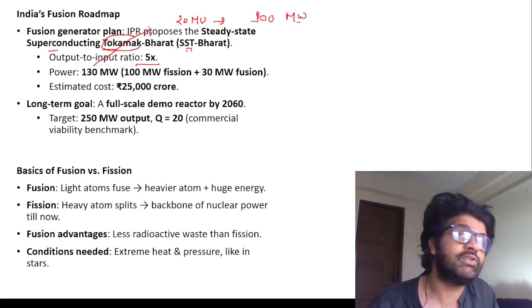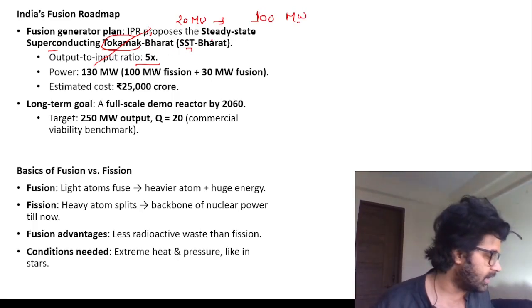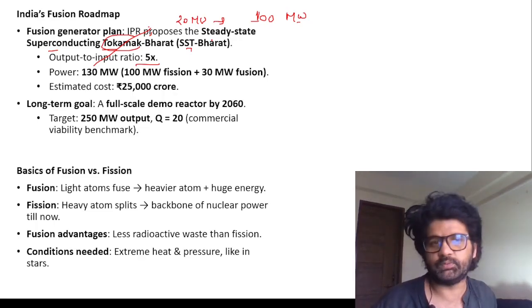SST Bharat. SST is social science. When you people were not born, in our time, there used to be a subject like social science.